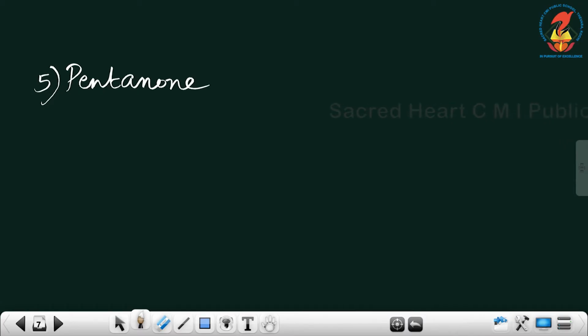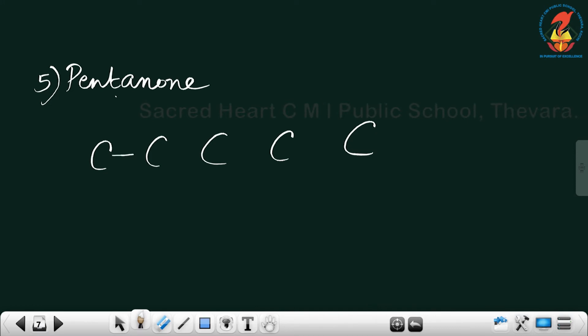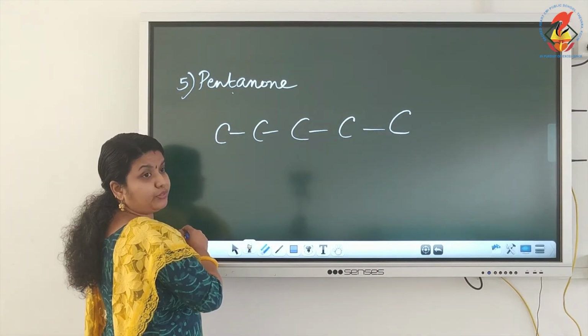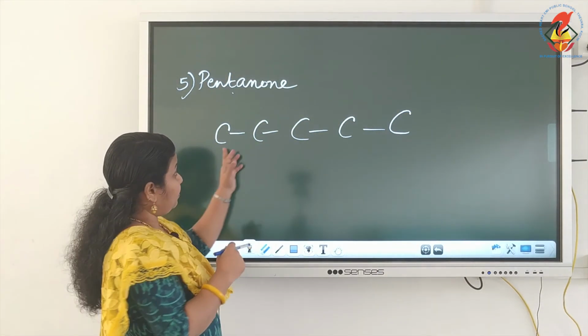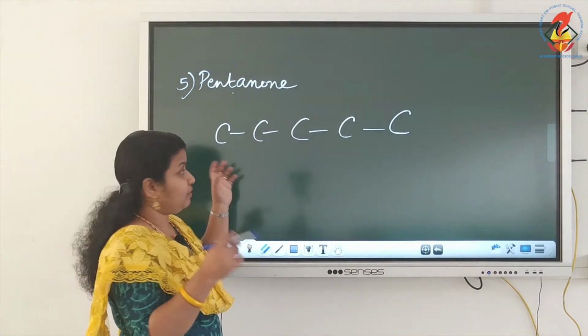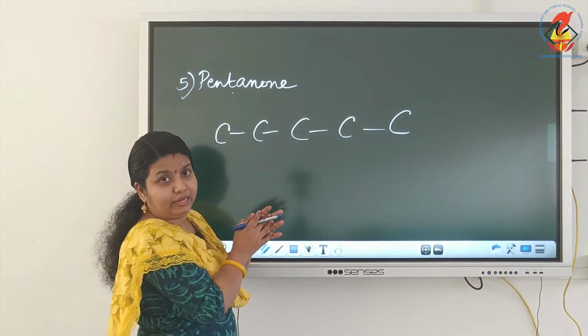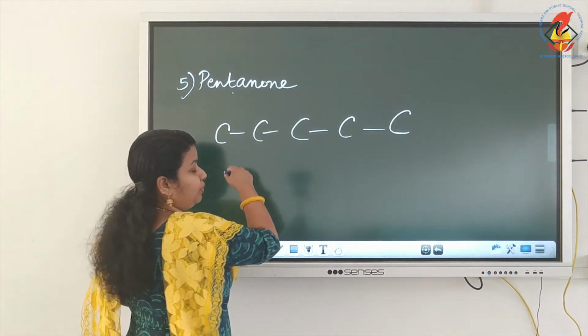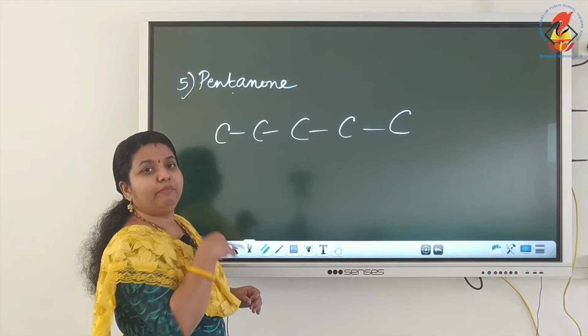Pentanone. Pent means 5 carbons. AN means all the bonds are single bonds. There is a functional group. One stands for ketone, and as you know, ketone always comes in the middle of the chain. It doesn't mean that it should be exactly in the middle. It will not be on the end carbon.